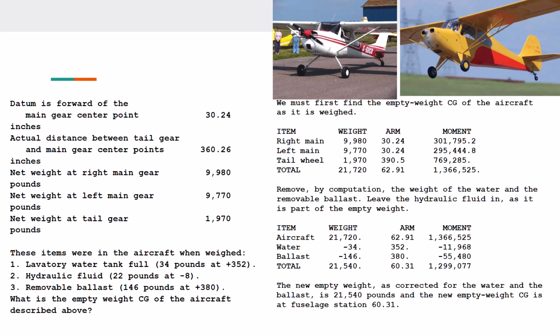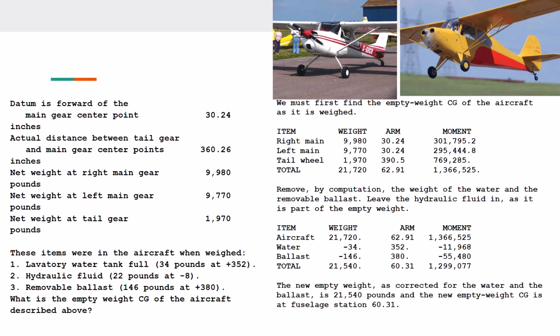And we have a removable ballast. Removable ballast we could always remove. If it said permanent ballast, we were just going to leave it. But since it's a removable ballast, we will remove that from our empty weight CG calculation. So if we plug those in, get the moments, add the moments, divided by the new weight, our new empty weight center of gravity is 60.31. The new empty weight as corrected for the water and the ballast is 21,540 pounds, and the new empty weight CG is at fuselage station 60.31.